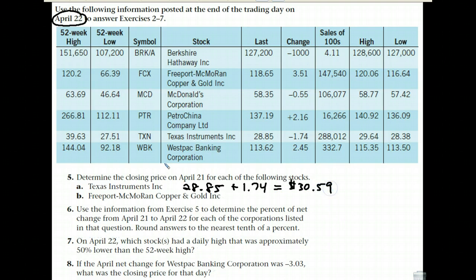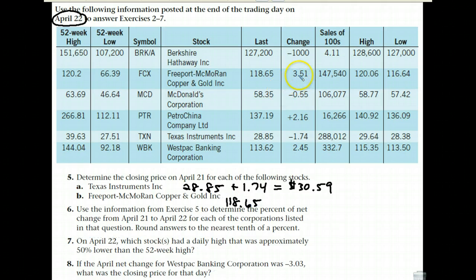$30.59. All right, that can be a little tricky, but because we're talking about the previous day, what's shown here is April 22nd. We want the closing price for April 21st. So what we did is we took today's last trading price, the 28.85, which was down $1.74 from yesterday's last trading price. So we're going to add that back on to determine what yesterday's closing price was. So let's try the same thing with Freeport. If we go to Freeport now, today's last was 118.65.